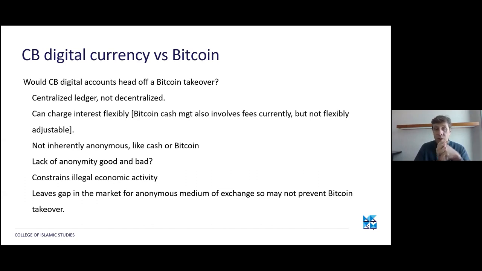And the central bank currencies are not inherently anonymous, right? Because all the transactions pass through the central bank one way or another. But cash and Bitcoin are like that. You can only give your public key, and you can do all sorts of transactions. It is difficult to exactly pinpoint who owns that wallet. But is it a good thing or bad thing? I mean, it's a good thing from the individual's liberty perspective, but it might be a bad thing because it could lead to certain illegal activities.